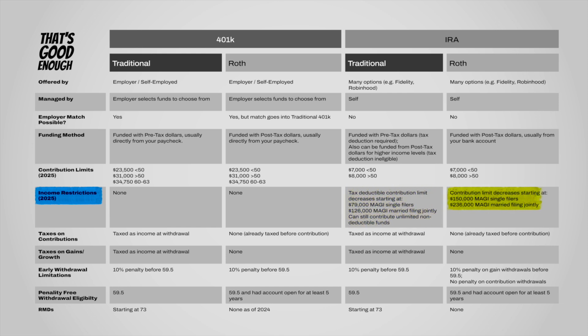And Roth IRAs for 2025, the phasing out starts at $150,000 MAGI for single filers and $236,000 for married filing jointly. The key distinction here, though, with the Roth IRA and the phasing out is that your ability to contribute at all is what phases out.